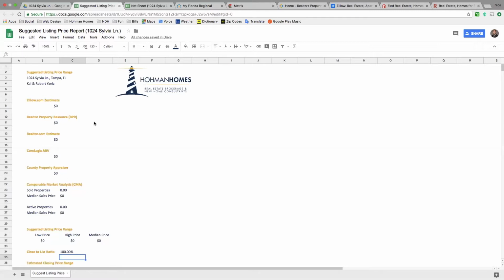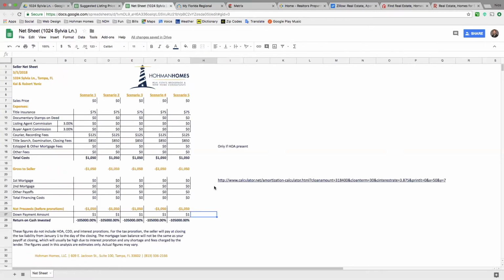So once we have the suggested listing price report and these numbers filled out, we enter this range into our net sheet. What our net sheet does is give us an example, as sellers, of what our costs are going to be when we sell a particular property. And for the most part, your costs are pretty much standard.